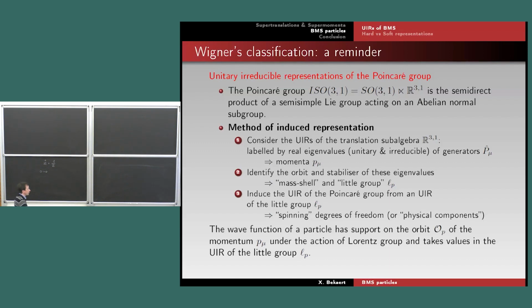And then you have to induce the representation from picking a unitary irreducible representation of the little group. Then you induce and you reconstruct your whole representation of the Poincaré group. And the choice of representation of the little group gives you the spinning degrees of freedom. Okay, so clearly the wave function has support on the orbit, which is three-dimensional in this case, and will be, in the BMS case, not much bigger. It will be finite dimensional. And yes, okay, good.